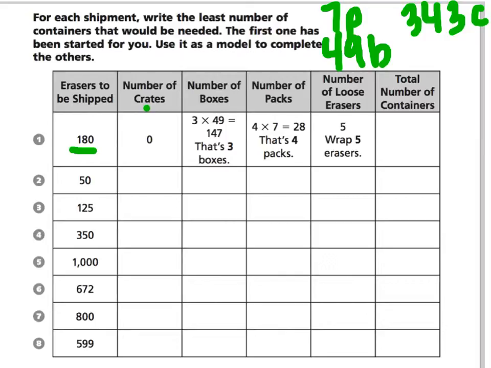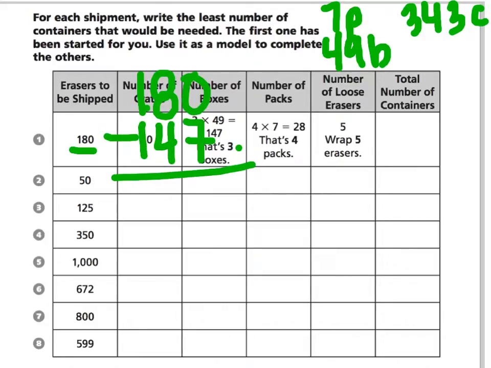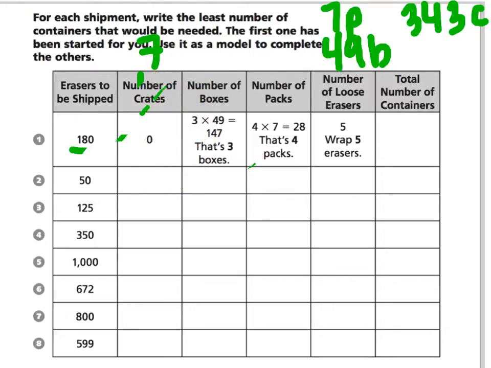So 49 times 3 equals 147. So then I could take 180 minus 147. Borrow from the 8, make it a 7. You have 10, take away 7 is 3. 7 take away 4 is 3, which means I have 33 left that I need to work with.